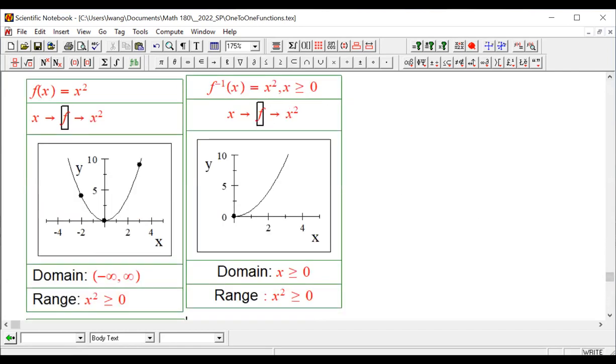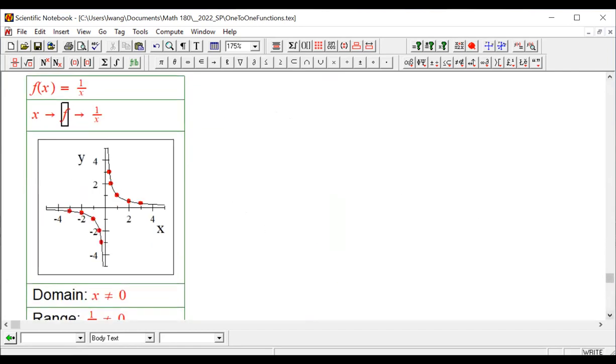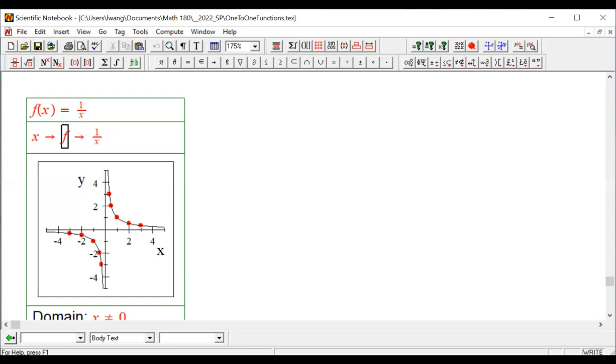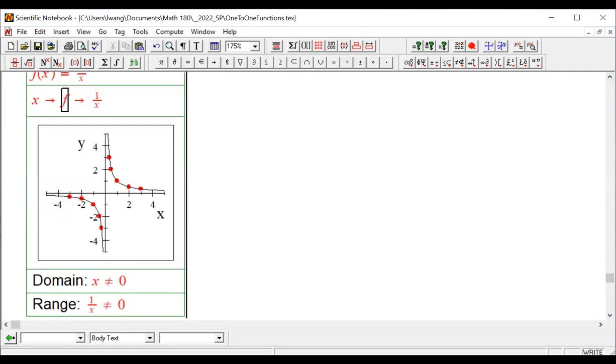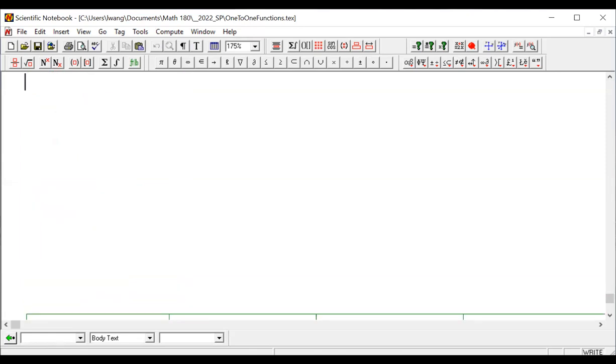Does it have an inverse? It looks like it does, right? So we're going to find the inverse for that function. Okay, and then what do we do? The same old steps, right?